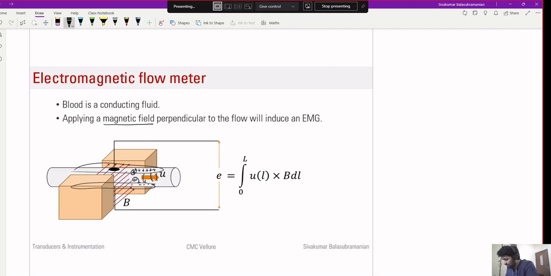Now, if you place two electrodes on the top and bottom of this vessel and measure the voltage, you would see a voltage that is proportional to the magnetic field applied and the velocity of the fluid flowing in. If you know the area of cross section, you can calculate the volume flow rate. That's the principle of the electromagnetic flow meter. Note that this is also invasive. You have to cut open and expose the blood vessel of interest, apply the magnetic field, and measure the potential on the surface of the blood vessel.